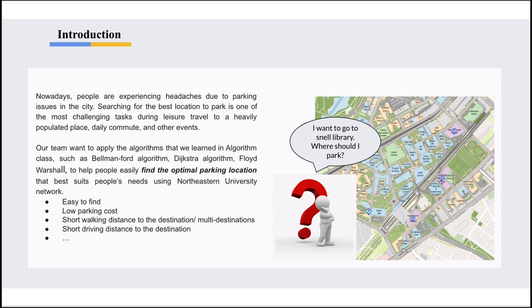An ideal parking space would be easy to find with low parking cost and short walking distance to the destination we want to go to, and ideally also have a short driving distance from current location to the parking slot. So in this project, we convert the path network at Northeastern University into a graph in order to apply algorithms to solve this problem.